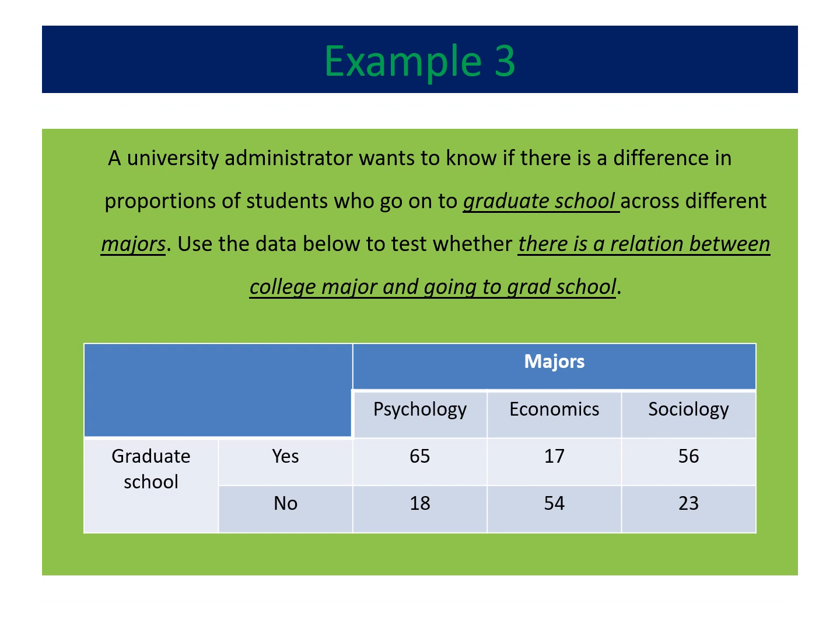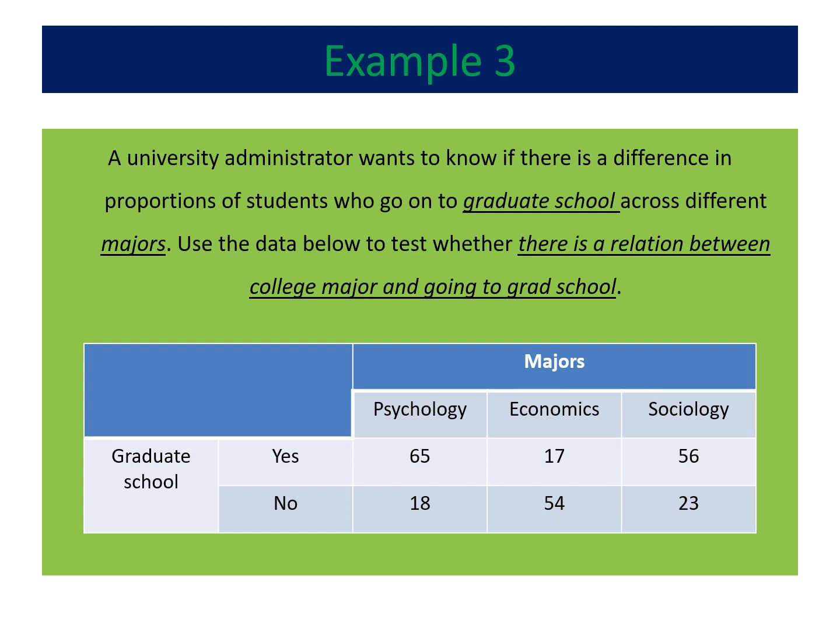In the next example, a university administrator wants to know if there is a difference in the proportion of students who go on to graduate school across different majors. Use the data below to test whether there is a relation between college major and going to grad school. See how many variables are there. There are 2 variables. One is the graduate school and another one is the major subject. Both are categorical in nature.